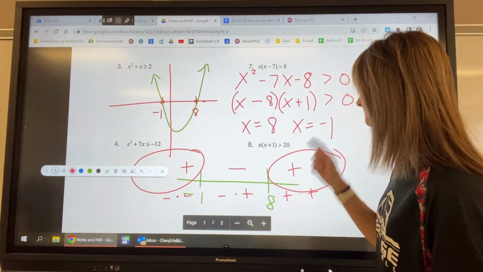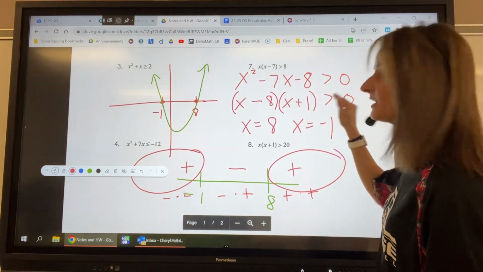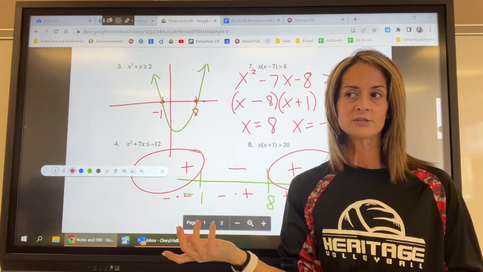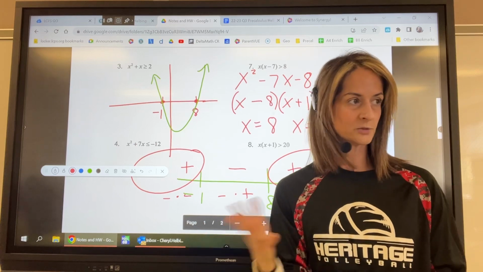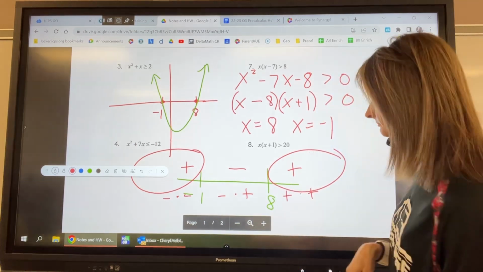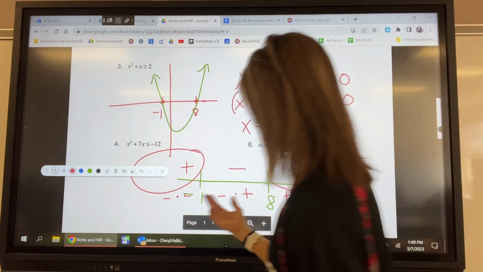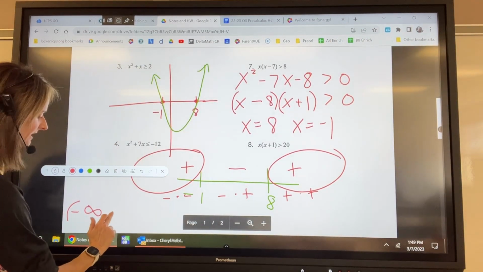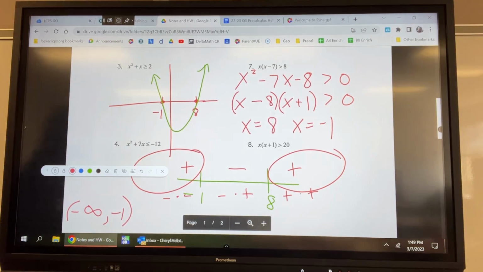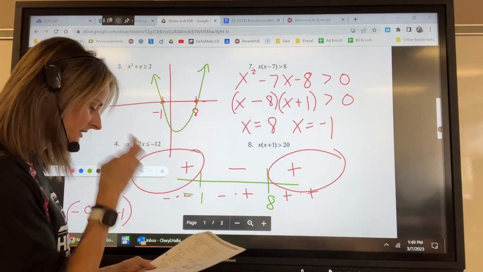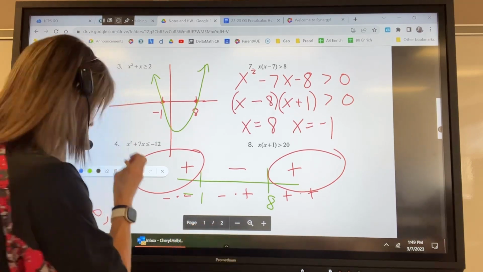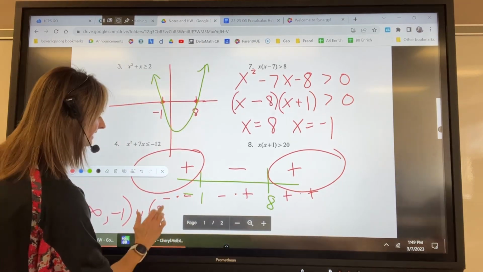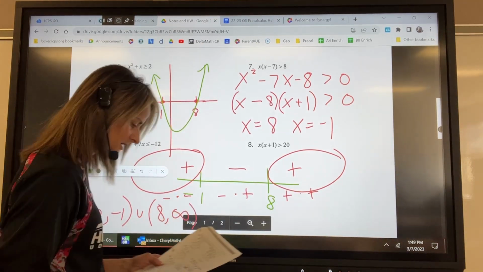So how do we write that? We need where the graph is greater than 0, not greater than or equal to 0. So are we going to use brackets or soft parentheses? We're not including those points, so we use parentheses. We have from negative infinity to negative 1, but not including negative 1. And then I'm just checking my answer to make sure this is number 7. And then from 8 to infinity, not including 8. And we're good.